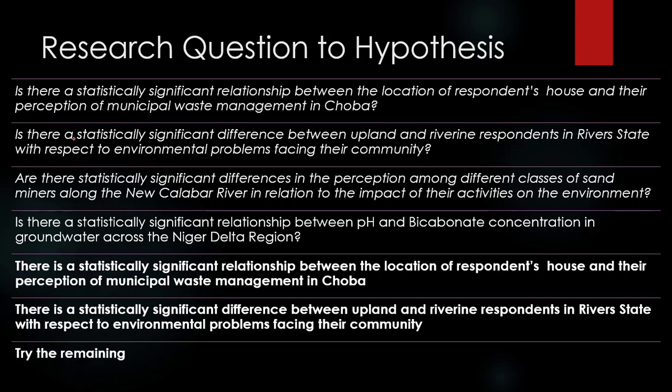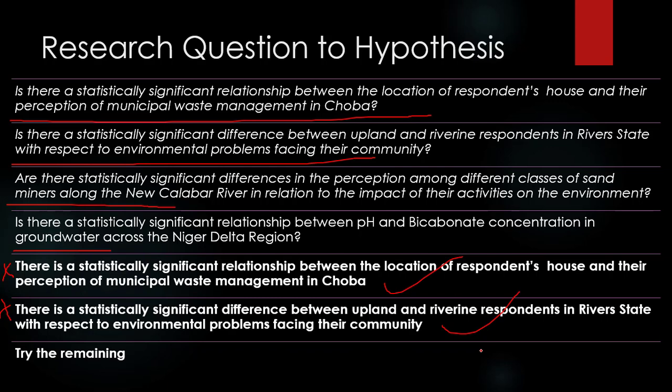You turn the research question here and here, as well as here and here, to hypothesis. These hypotheses, this one and this one, they are what we refer to as the alternative hypothesis. We are going to get to the null hypothesis later, but these are the alternative hypotheses. They are the opposite of null hypothesis.